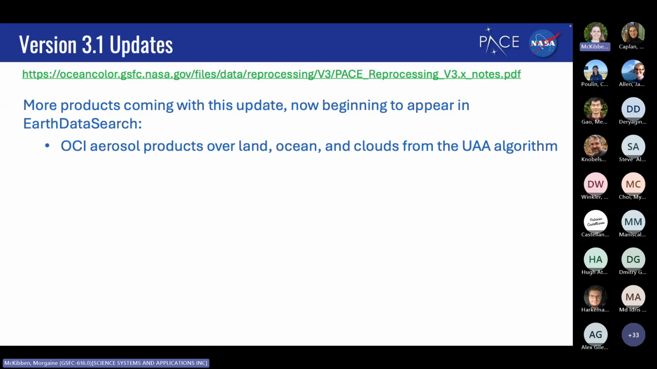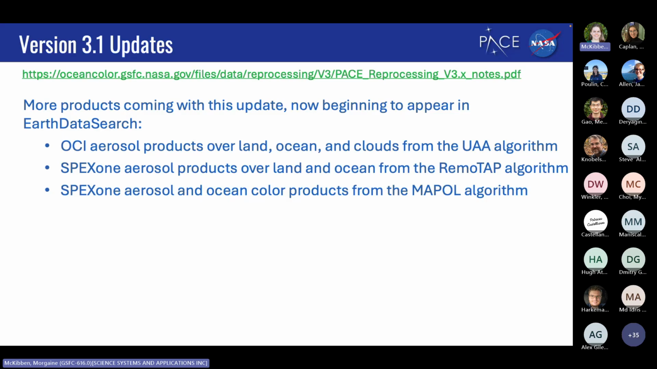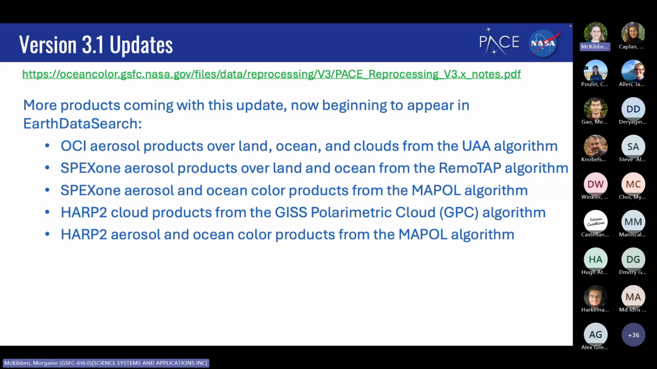For example, we have OCI aerosol products over land, ocean, and clouds from the UAA algorithm. There's also going to be SPEXone aerosol products over land and ocean from the RemoTap algorithm. SPEXone aerosol and ocean color products from the MAPOL algorithm. HARP2 cloud products from the GISS polarimetric cloud algorithm, and HARP2 aerosol and ocean color products from the MAPOL algorithm. That's a lot of details, and the big takeaway is that we have a lot of atmospheric products rolling out with this processing, and we are going to hear about some of them in our talk today from Meng.